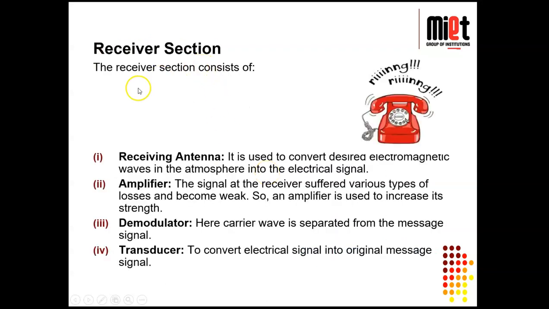Okay, receiver section. The receiver section contains the receiving antenna, amplifier, demodulator, and transducer. The receiving antenna is used to convert the desired electromagnetic wave in the atmosphere into an electrical wave. Amplifier: the signal at the receiver suffers from various types of losses and becomes weak, so an amplifier is used to increase its strength as usual. Demodulator: here the carrier wave is separated from the message signal. It is the inverse of the modulator. To convert the electrical signal to the original signal is the work of the transducer.